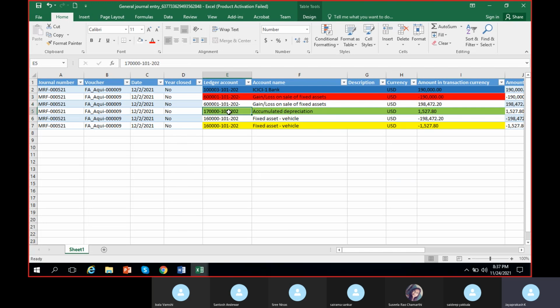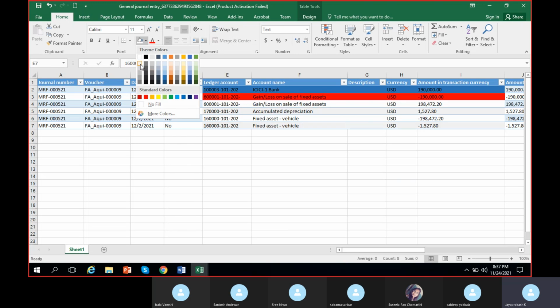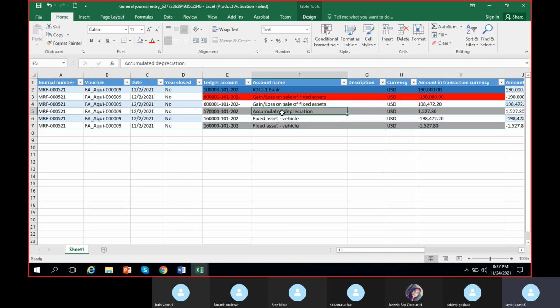Then for accumulated depreciation to be reversed, you have this account again. It's the same fixed asset account. So I'll give another color for this. Say this one, accumulated depreciation account being debited for reversal, right? So the opposite account is this one, fixed asset vehicle account being credited for 1,57,080. So this is coming from here.